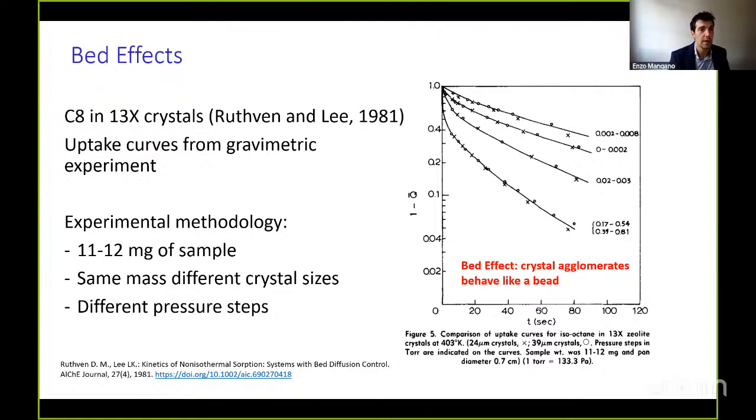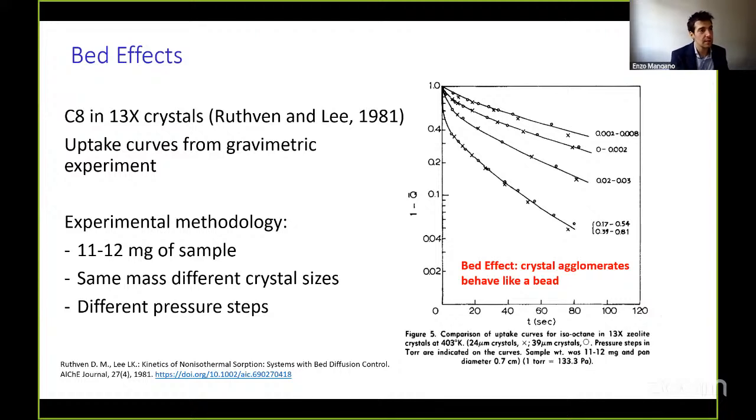Here I report one of their papers from 1981, essentially measuring octane in 13X crystals. And you will see that here I list a lot of the things I've been saying during this presentation, a lot of the recommendations. They use a very small amount of sample. They use the same sample mass, but they change the crystal size, a really important check if you have the possibility of changing the crystal size. And they also look at different pressure steps. What you see on the plot on the right is a proof of bed effect. The crystal agglomerates behave like a bead. Changing the crystal size doesn't change the response.